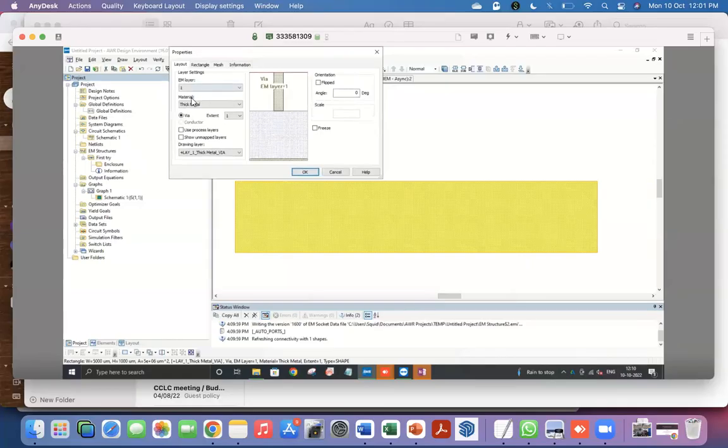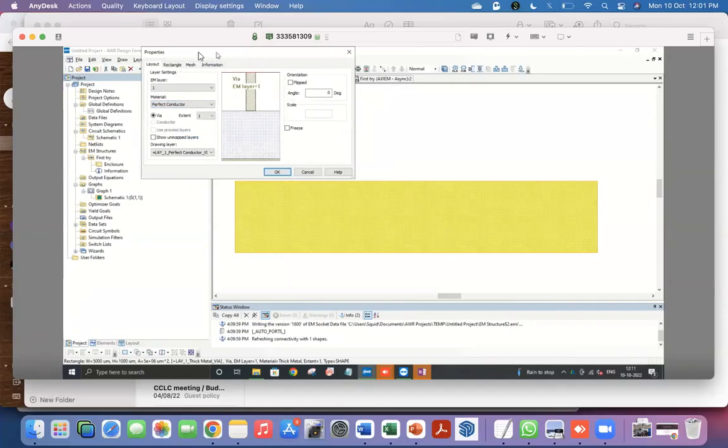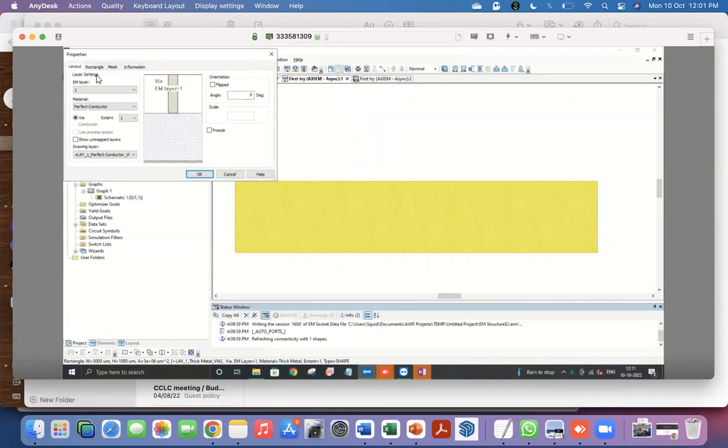And then here in material, it says thick metal, which is again some predefined thing. We will just use perfect conductors for now. And it also asks for the EM layer. Okay, so this is where the connection between the enclosure structure we define and where this metal is going is done. And you have to look at the graphic here to understand this.